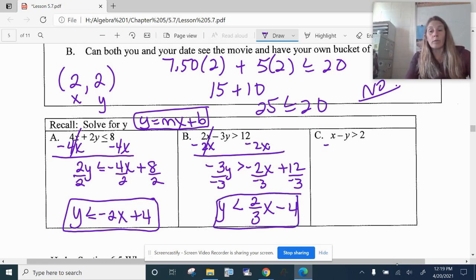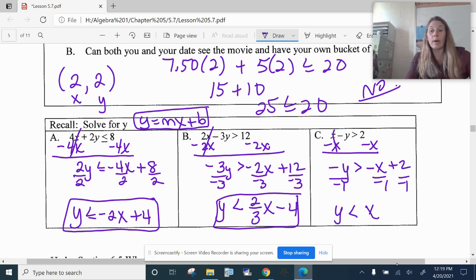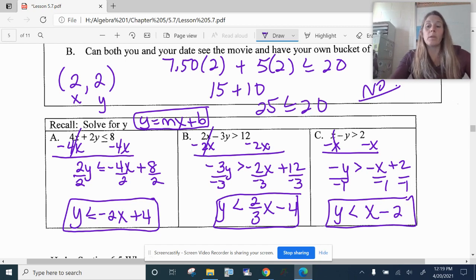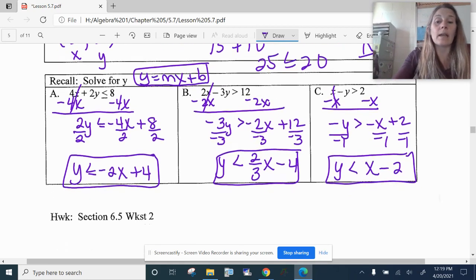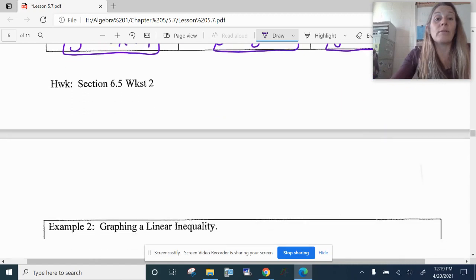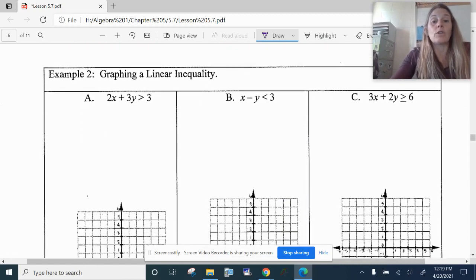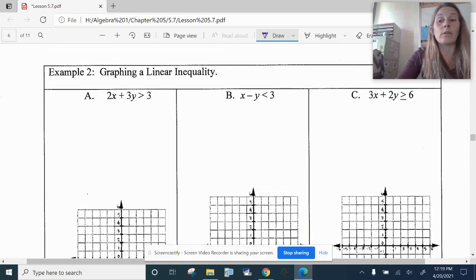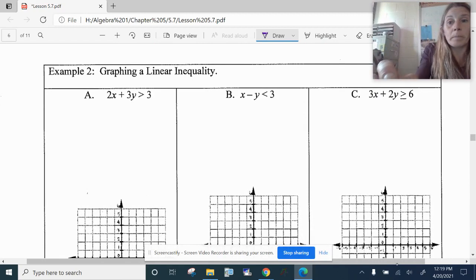And then finally our third one, I'm moving my x over once again. I have negative y is greater than negative x plus 2. And now I'm going to divide everything by negative 1, making my y positive, but I have to flip my inequality sign, and then I get y is less than x minus 2. So now let's use that rewriting of the equations to graph some inequalities that are given to us in standard form.